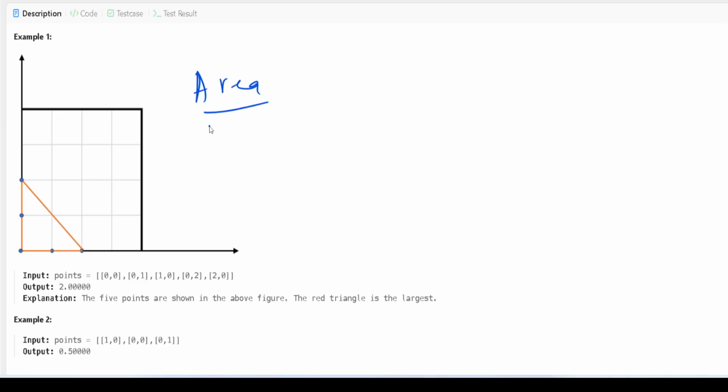So let's understand. If you remember the vector cross product, where we used to find the area, we use 1 by 2. If there are 3 points, let's call them x1, y1, this is x2, y2, and this is your x3, y3.